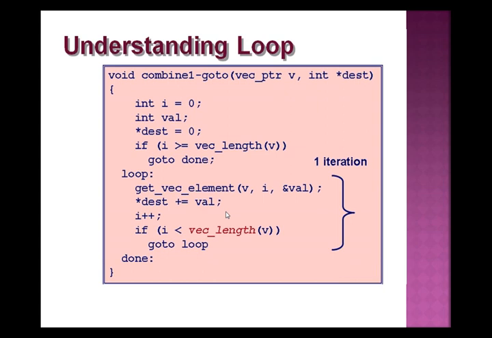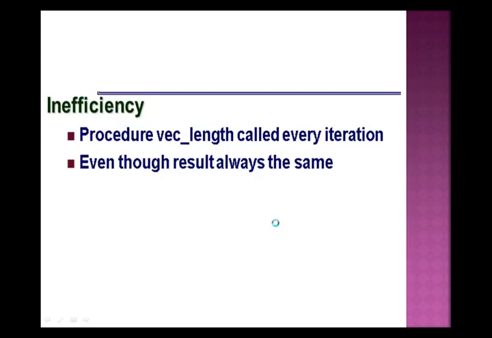Then i++, that is incrementing the value of i at every iteration. Then again using the if condition: if i is less than vector length, then go to the loop. So this is the same part, go to loop means this one. This is your first iteration, that is understanding the loop.